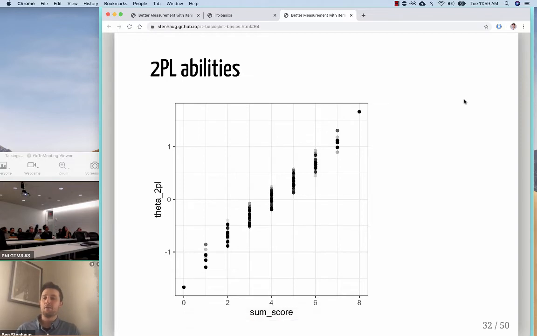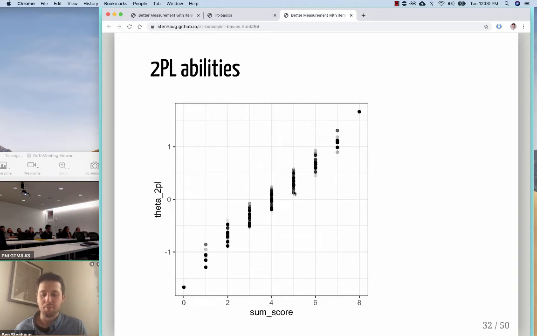And so now we've broken this perfect mapping from the sum score to our measure of your latent trait. There are some students who got 4 out of 8 correct that have higher abilities than students who got 5 out of 8 correct. The reason being, they got the high discriminating items right, and these students got the high discriminating items wrong. There are lots of interesting arguments to have about that.